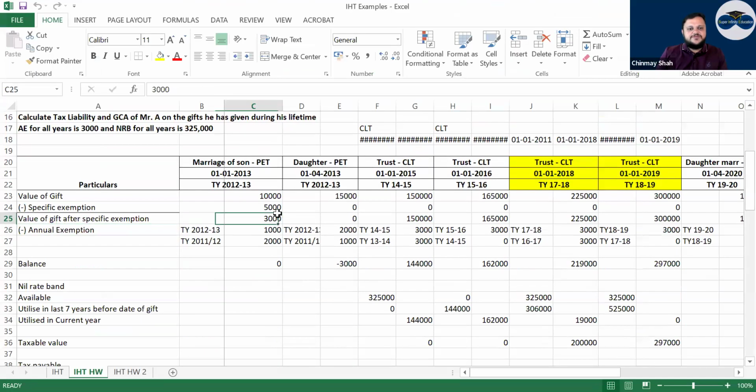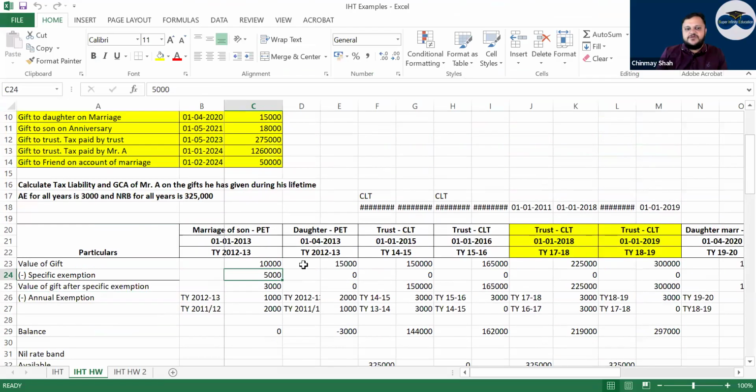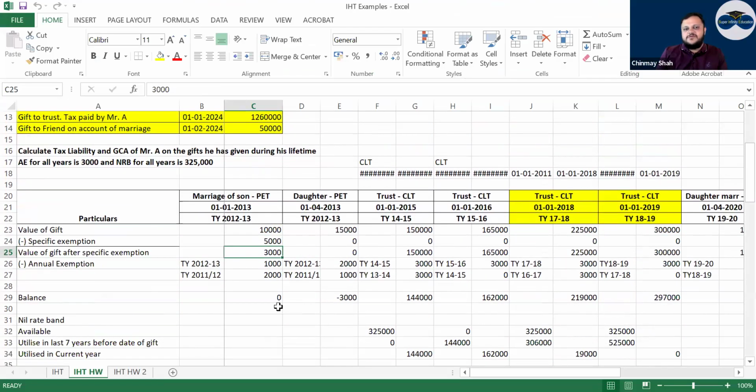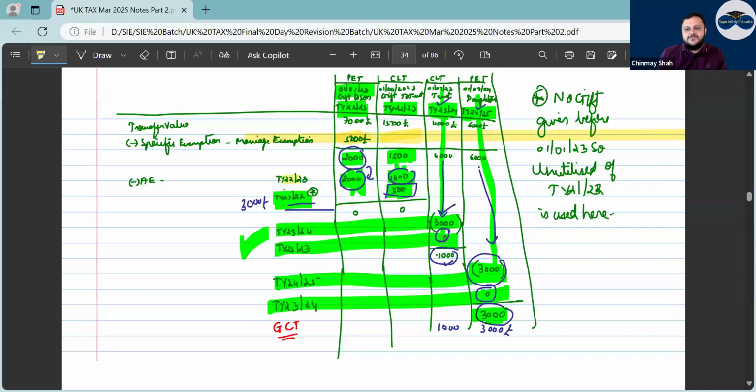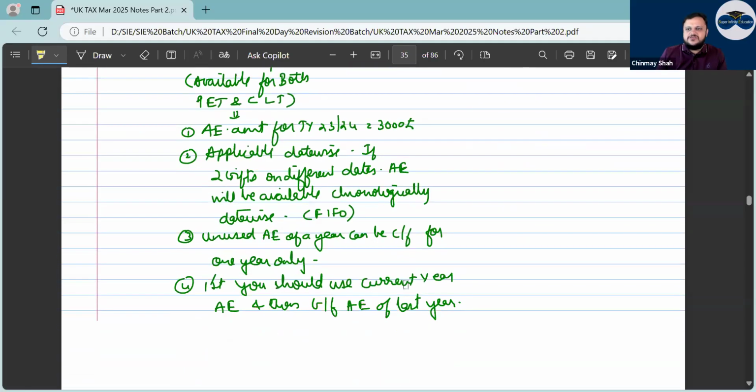Have a look. Marriage of son, you have a specific exemption of 5000, so the value of gift after specific exemption will be this minus this. Then you can use annual exemption of 12-13 of full 3000, and here you could use 2000 and 0 is the balance. That balance only will be GCA or GCT amount. So have a look, you have a CLT, 1000 is there, 3000, 0, 3000, this is GCT or GCA, we'll come to GCT or GCA.